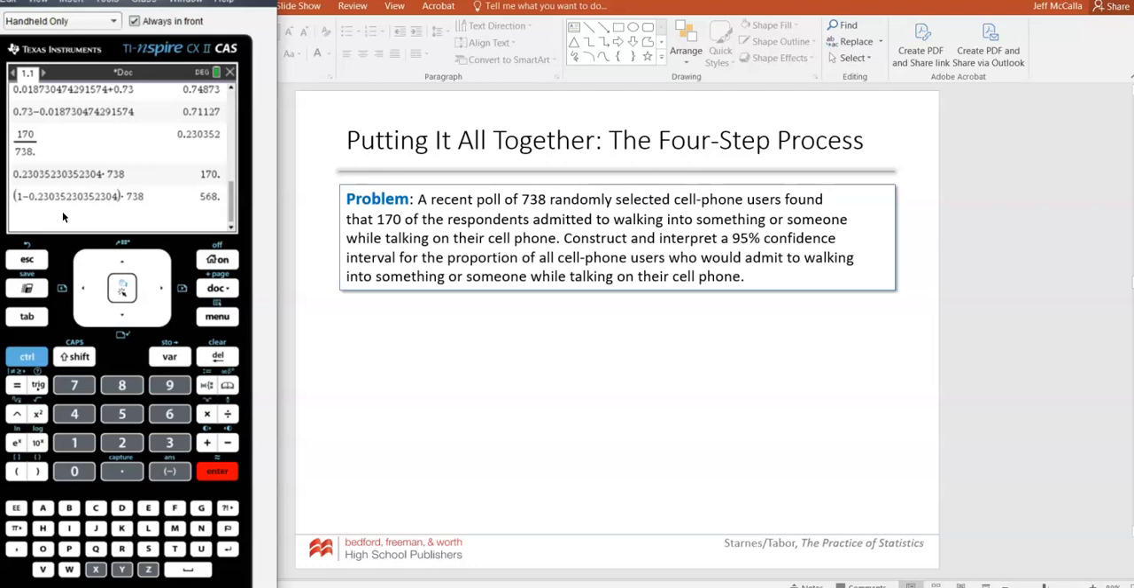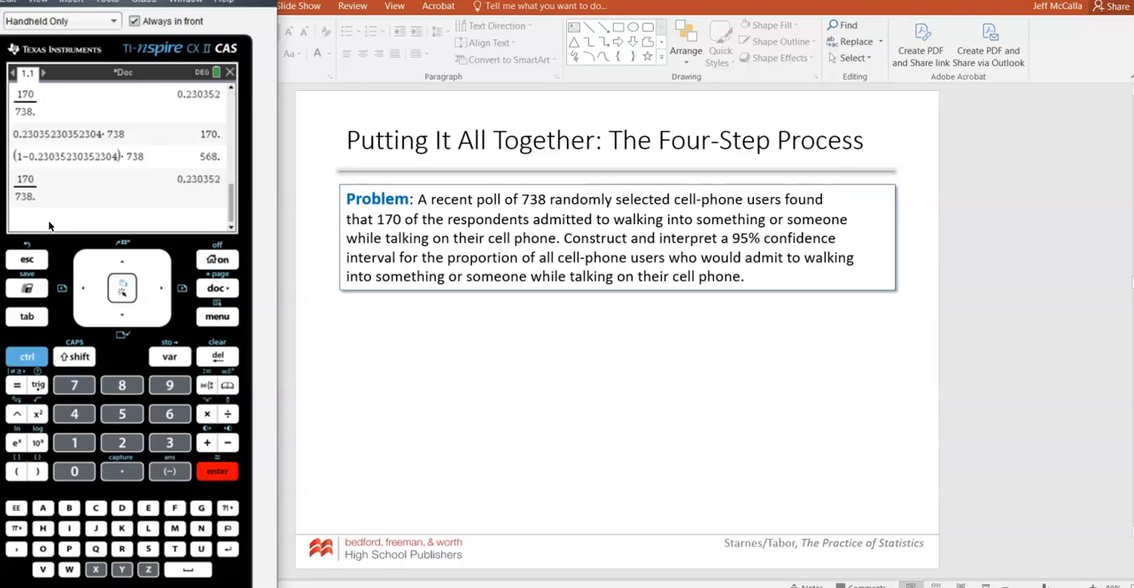170 is, well, let's see, 170 divided by 738. Wait, oh, I'm sorry. 738 is less than 10% of, let's see, what are we doing?